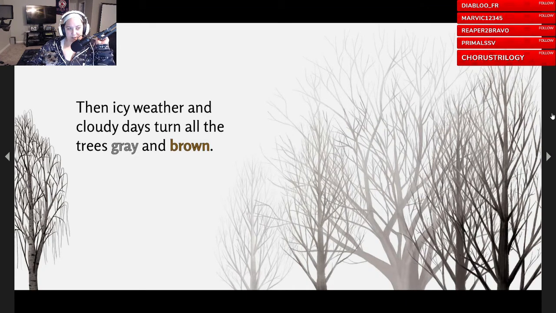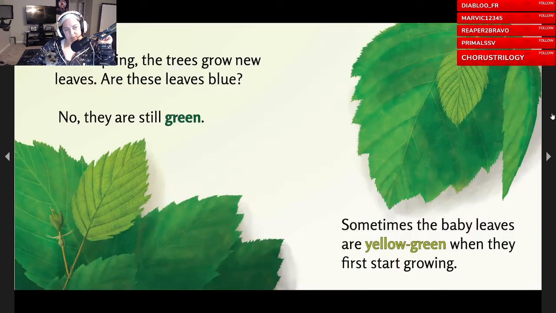Then icy weather and cloudy days turn all the trees gray and brown. Well, not all the trees. Most of the trees. In the spring, the trees grow new leaves. Are these leaves blue? No, they're still green. Sometimes the baby leaves are yellow-green when they first start growing.